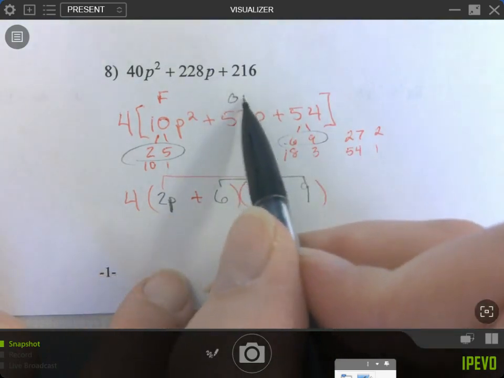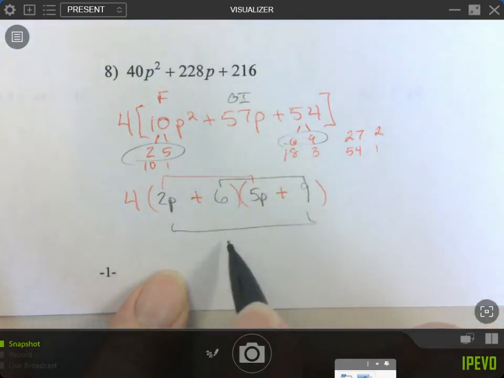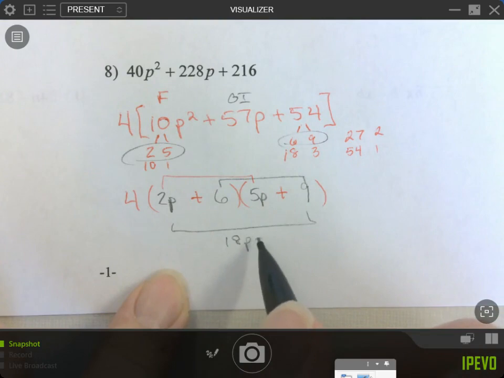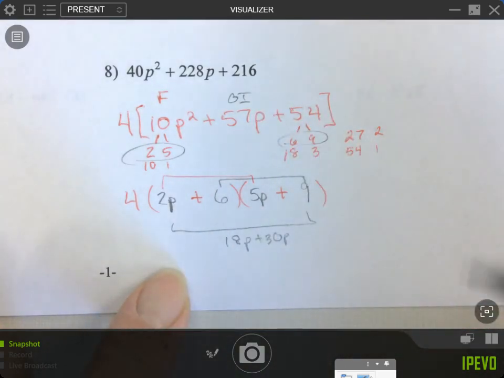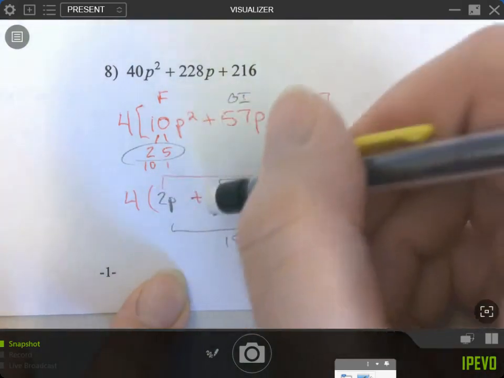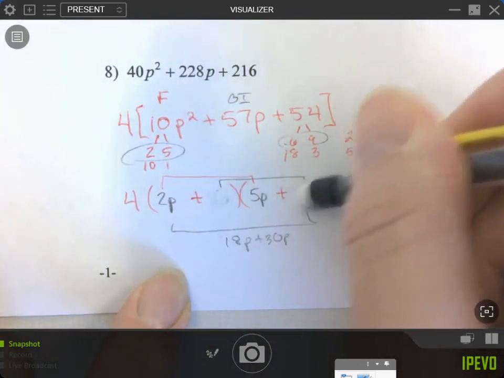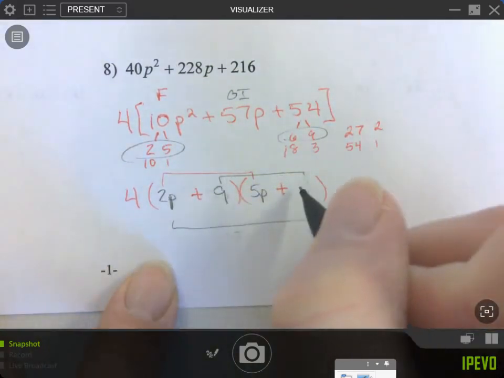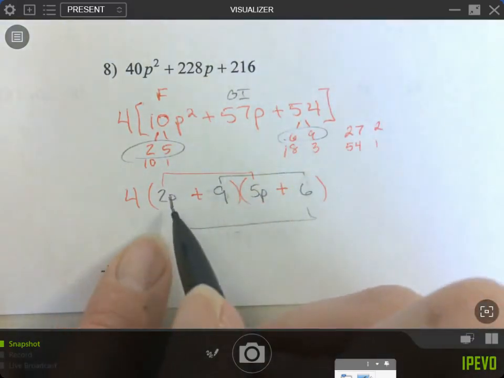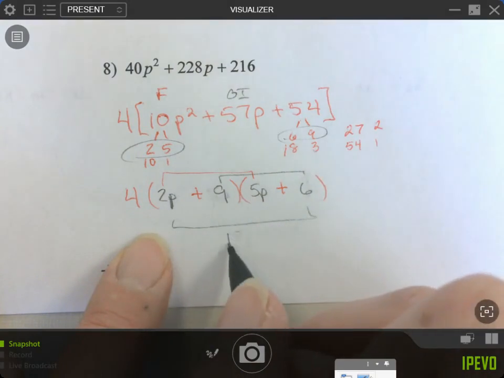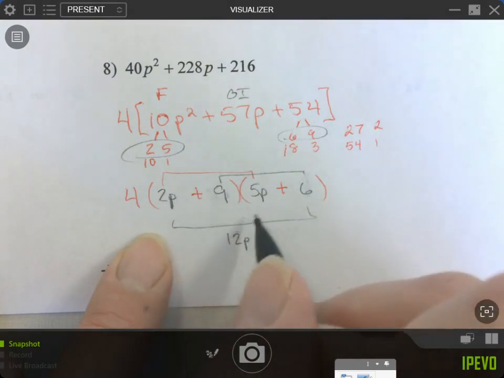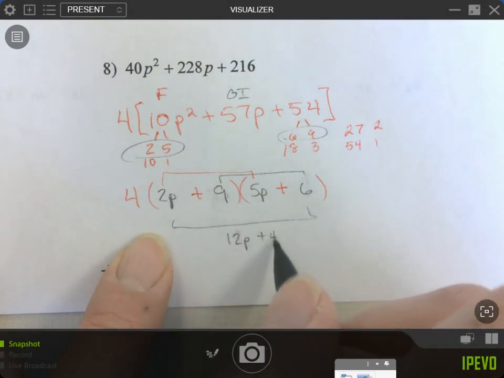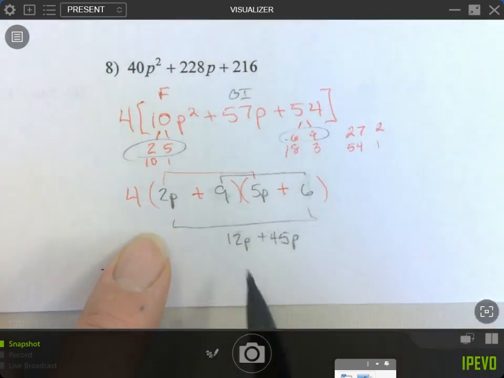The question is, am I getting the right outer and inner? My outside is 18p and my inside is 30p. Pretty close, but not 57. Also, the 2 and the 6 should never have gone together, so I could have saved myself that trial. All right, so here I go. I'm going to drop the 9 here and the 6 here. So 2p times 6, that's 12p. And 9p times 5p is 45p. And actually, I've got it.